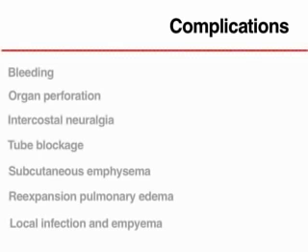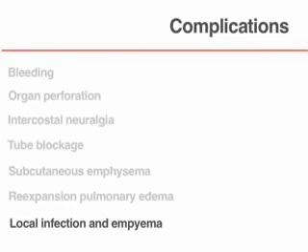There are complications associated with the insertion of a chest tube. These include bleeding and hemothorax, traumatic perforation of the lung, heart chambers, diaphragm, or intra-abdominal organs, intercostal neuralgia due to trauma of the intercostal neurovascular bundle, intermittent blocking of the tube with clot or debris, subcutaneous emphysema, re-expansion pulmonary edema due to more than 1 to 1.5 liters of fluid drainage in less than 30 minutes, infection of the drain site, and empyema.